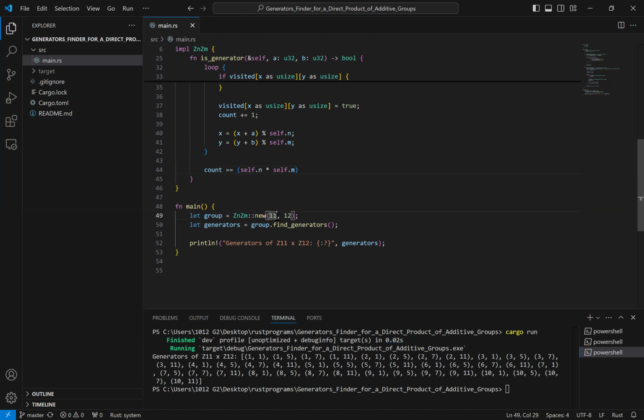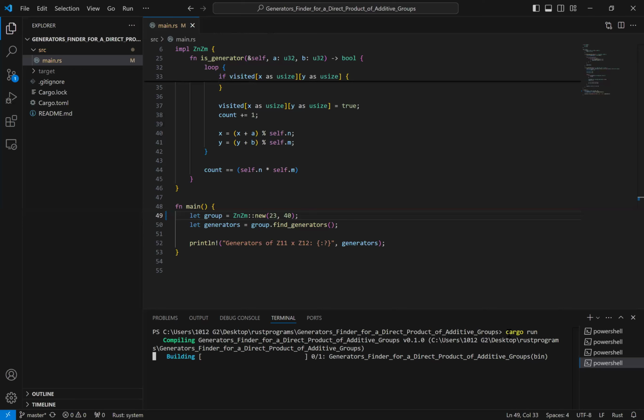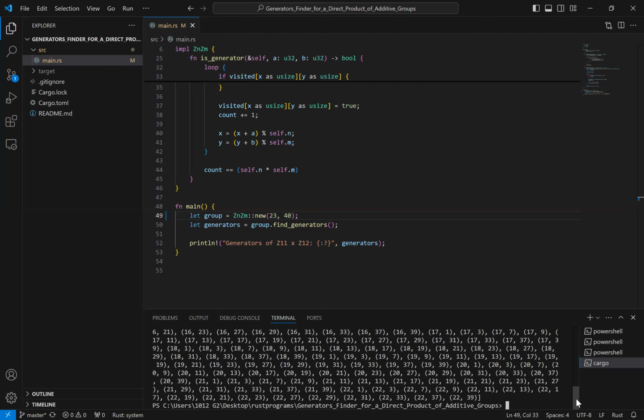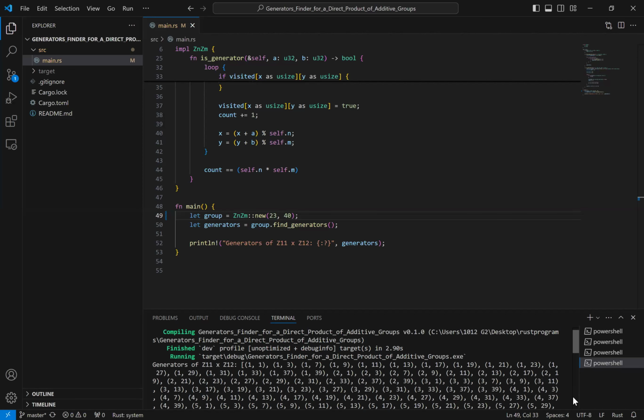Let us change this and make it 32, 23. If we make it too long, it may take longer. Let's say 40 and see. But there will be so many generators, we will not see all of them. Yeah, there will be so many generators here. All these are generators.